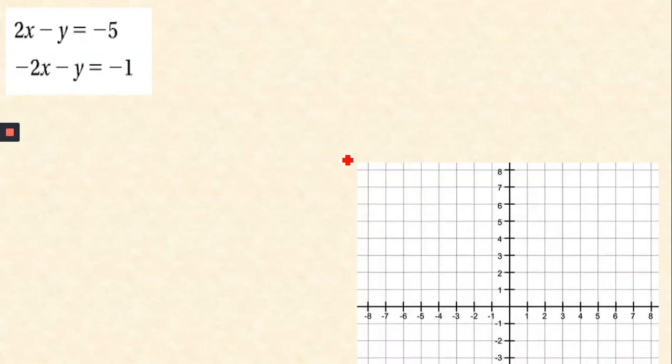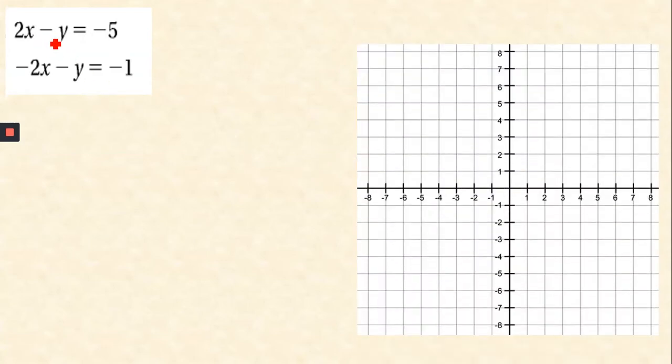The next one we have here: 2x minus y equals negative 5, and then you have negative 2x minus y equals negative 1. The given system is not written in slope-intercept form, so we need to write it first so that we can graph it. Actually, you can graph the given equation in different methods. You can graph it through the intercept method also. Okay?